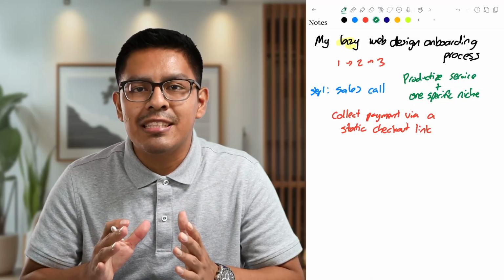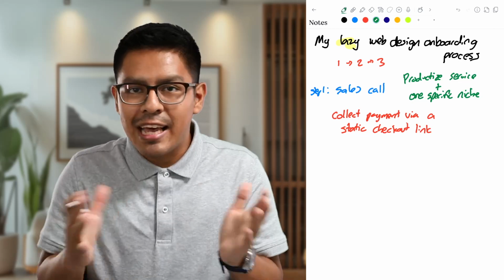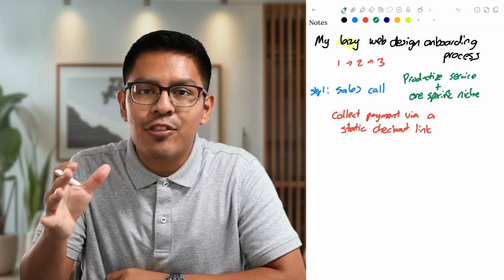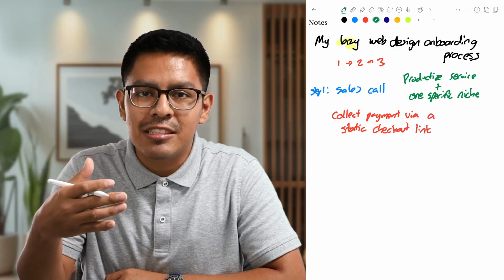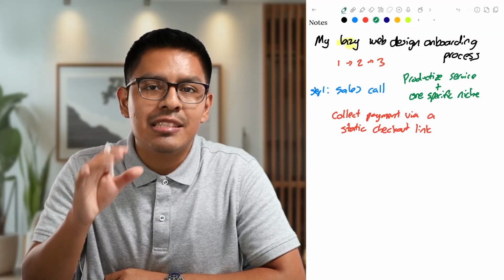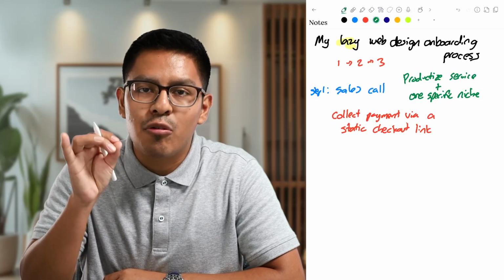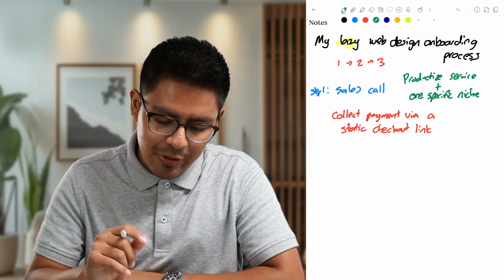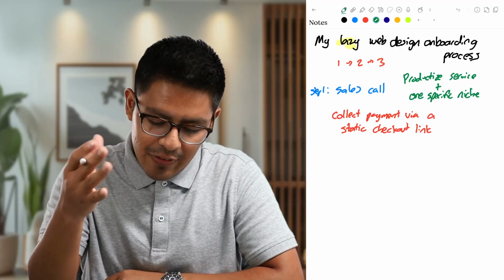And by doing that, it allows me to know the price ahead of time of what it is that I'm going to deliver. And so I don't have to worry about manually creating an invoice each time. I already know what the price is going to be. So I already have a static checkout link created that is going to collect the payment for me. Okay, so that's step number one. I collect payment via the static checkout link.